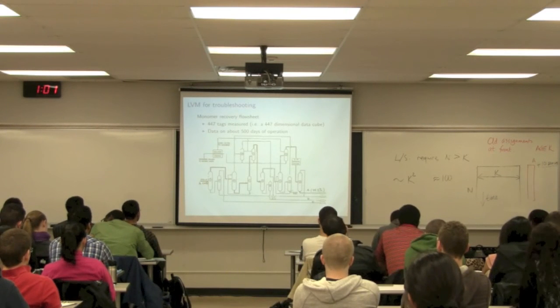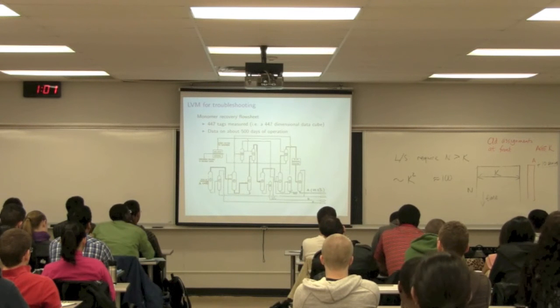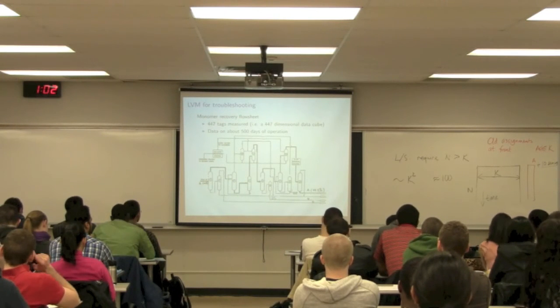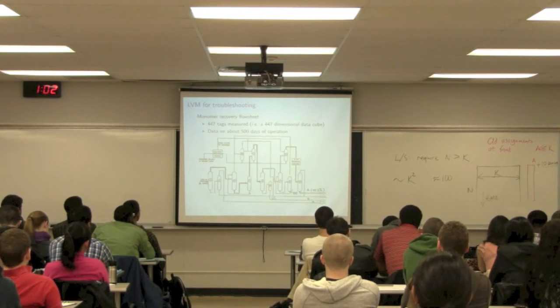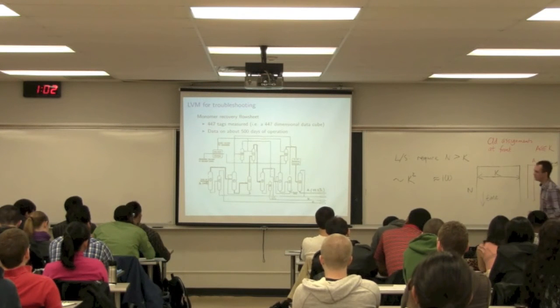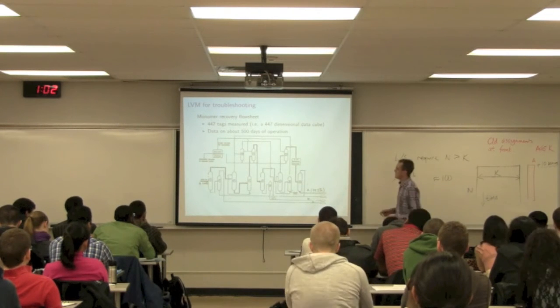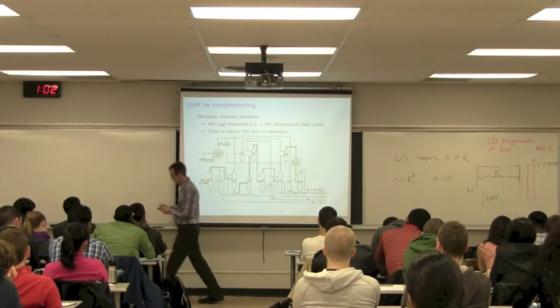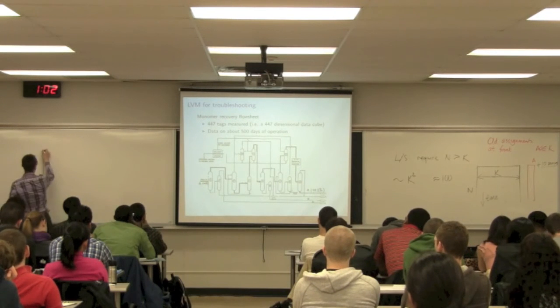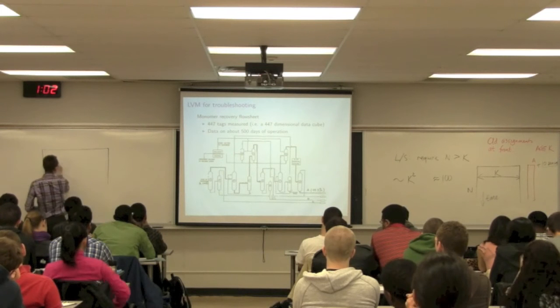The second example I'd like to talk about is troubleshooting. This is an example that John McGregor and one of his grad students worked on in about the 1980s, early 90s. This is a company in the United States that was finding a problem where they had this monomer produced on their process. They measured 447 variables. So their number of columns K is 447 wide.